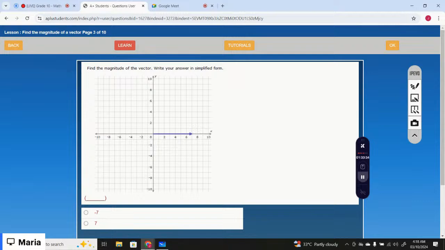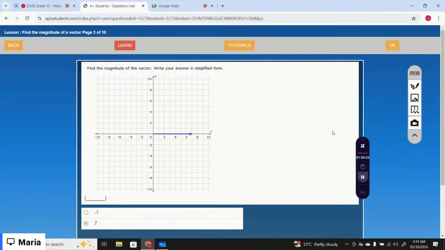Find the magnitude of the vector. Write your answer in simplified form. So which is the correct option? Yes, the correct option is 7. Option number 2 is the correct option.